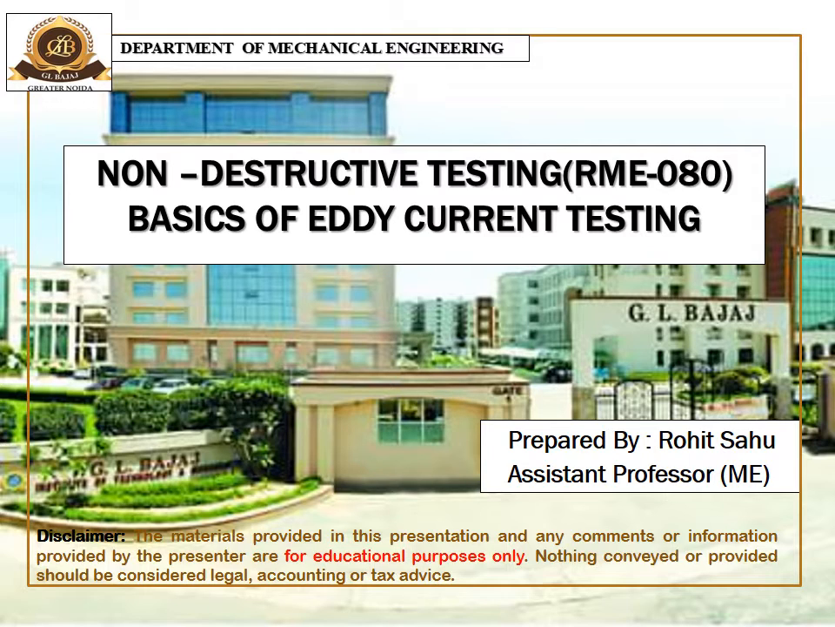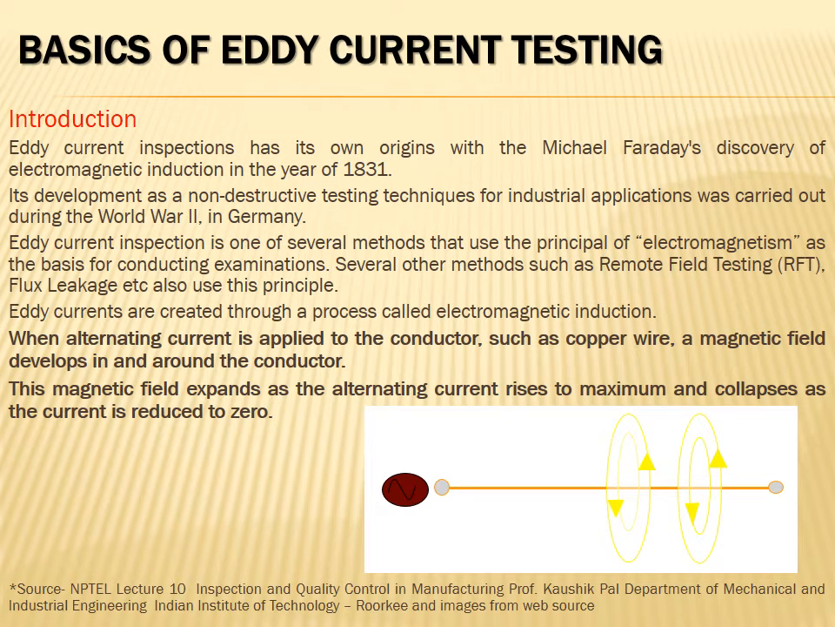Now we are starting our last unit, that is eddy current testing. Let us first know about the history behind it. Eddy current inspection has its origins with Michael Faraday's discovery of electromagnetic induction in the year 1831. Its development as a non-destructive testing technique for industrial application was carried out during World War II in Germany. Eddy current inspection is one of several methods that use the principle of electromagnetism as the basis for conducting examination.